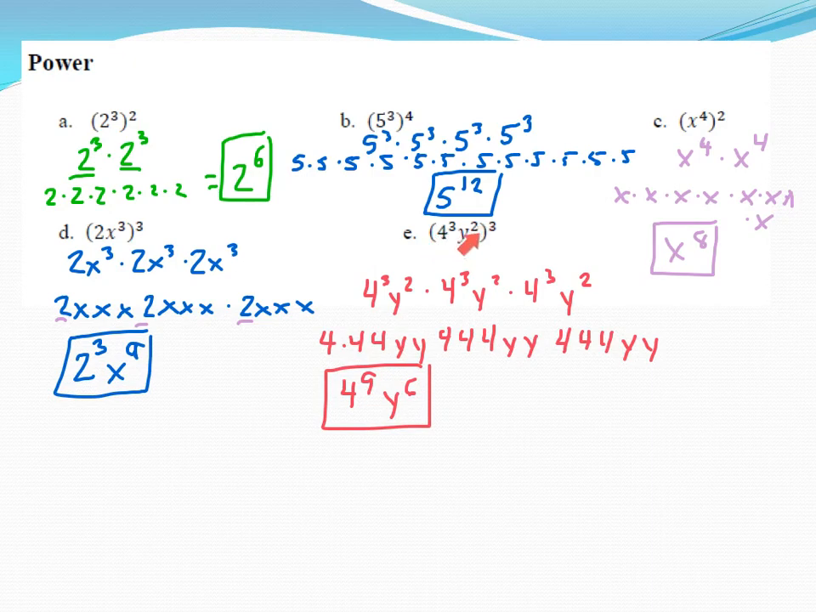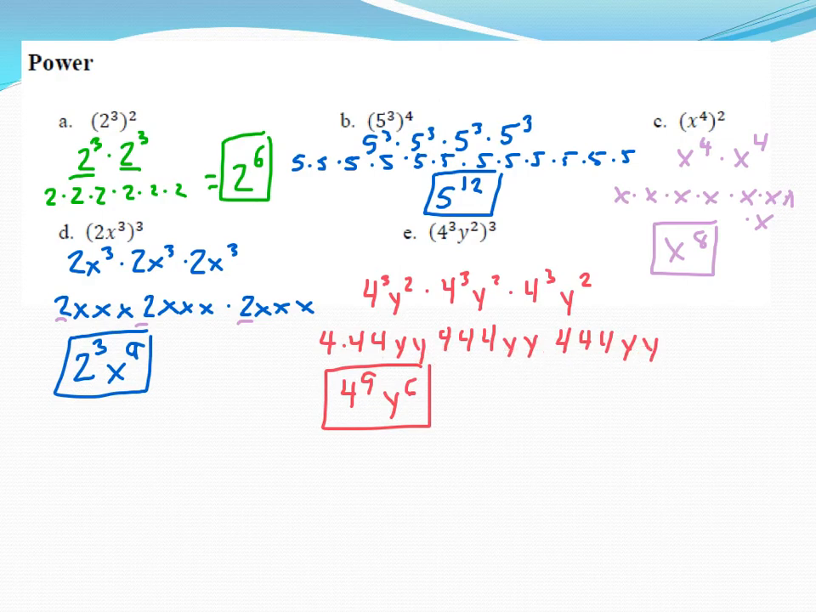That means this is my base. This entire thing is my base. 3rd power means I'm multiplying it by itself 3 times. So that's 4 to the 3rd y squared times 4 to the 3rd y squared times 4 to the 3rd y squared. Expanded each of these out. 4 to the 3rd means 3 4's multiplied together. Y squared means 2 y's. Same thing here and there.